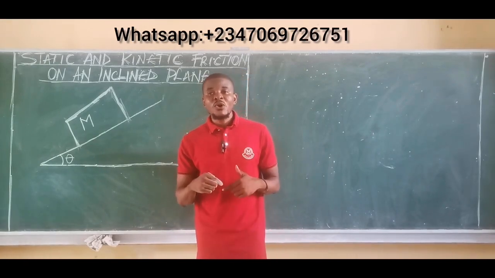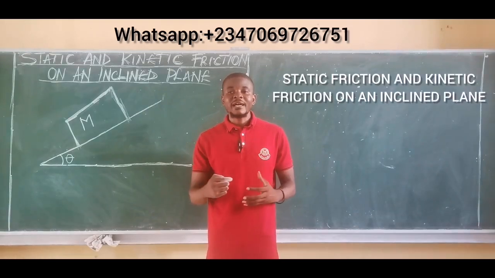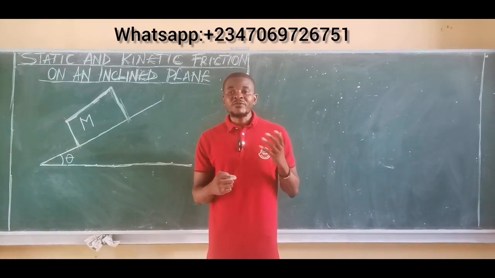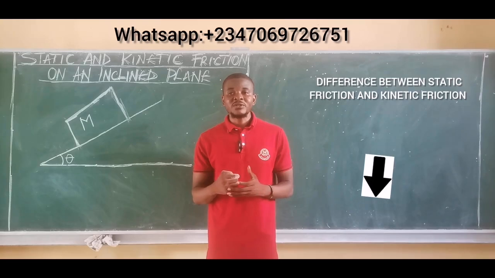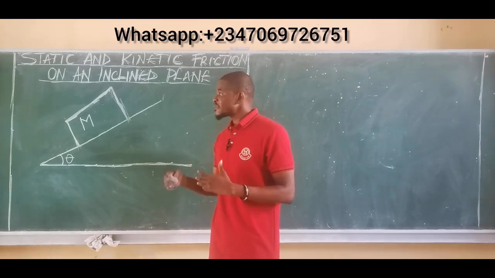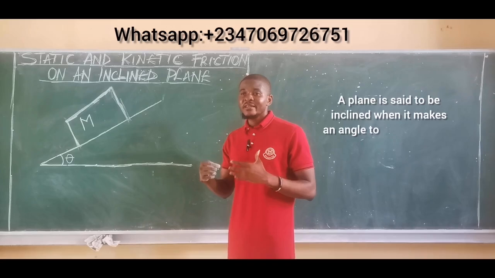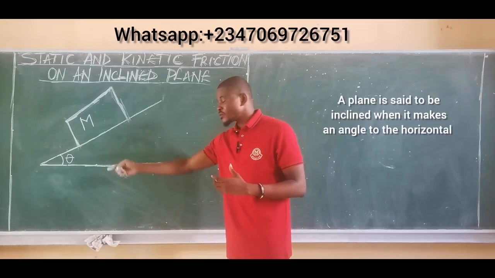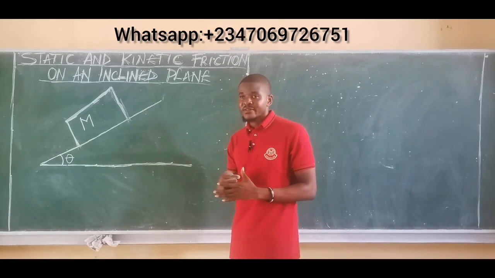In this video, we are going to be looking at static friction and kinetic friction on an inclined plane. In the previous video, we talked about the difference between static friction and kinetic friction, link in the description below. Now, let's say we have a mass M which is resting on an inclined plane. A plane is said to be inclined when it makes an angle to the horizontal. Now, we have a mass M resting on this surface.